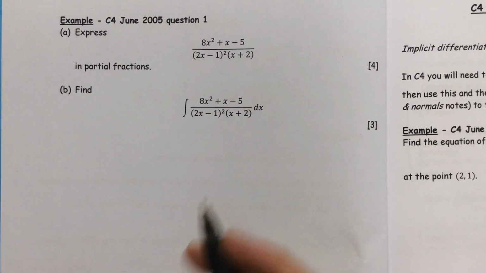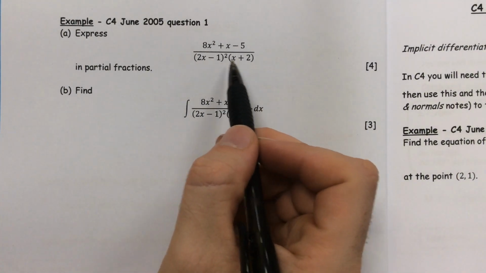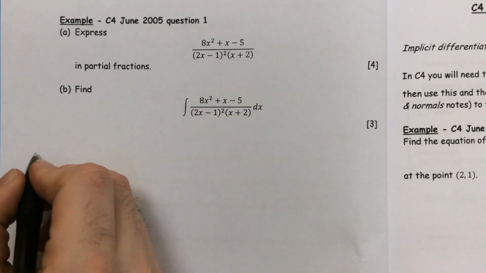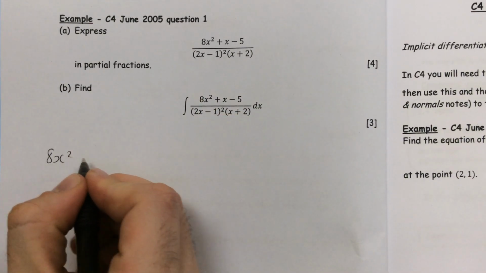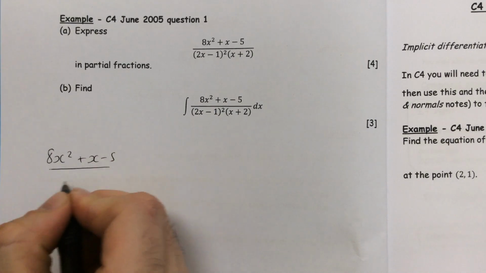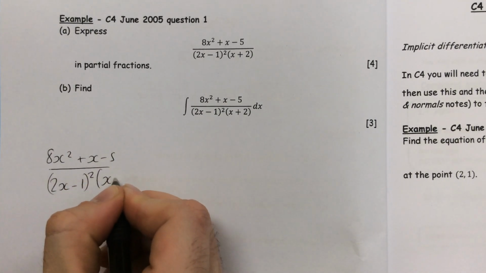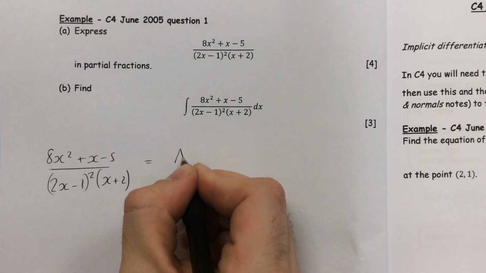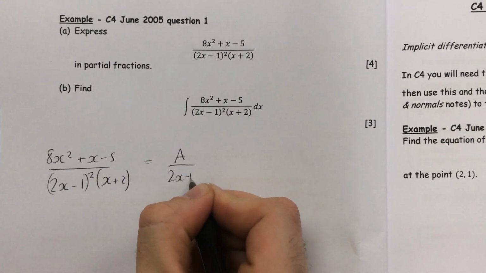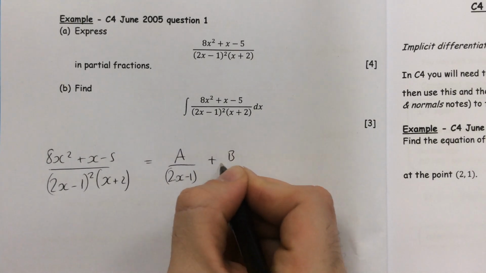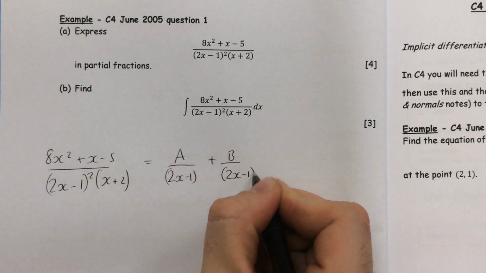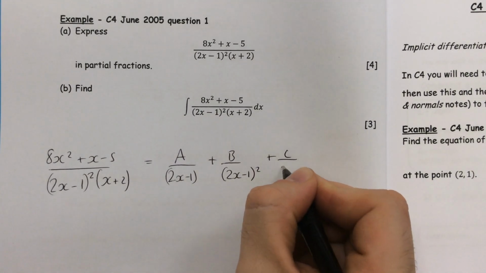So, first thing we're going to do is split the bottom up into the three component parts. So we're going to have (8x² + x - 5) over (2x - 1)²(x + 2), and then we're going to say that's the same as something over (2x - 1) plus something else over (2x - 1)² plus something else over (x + 2).